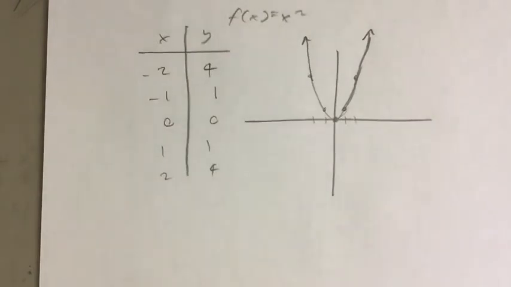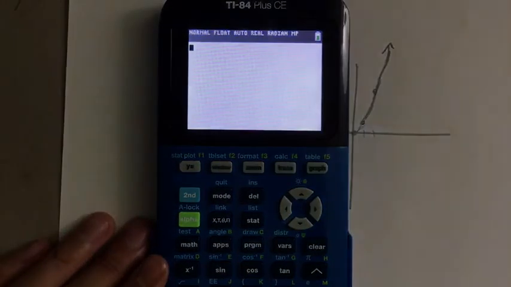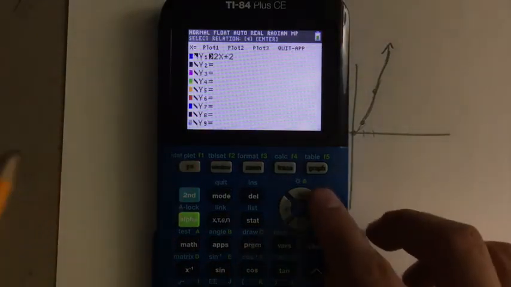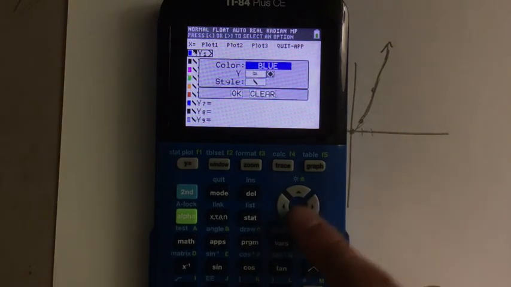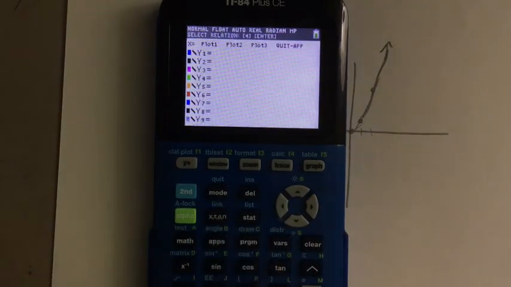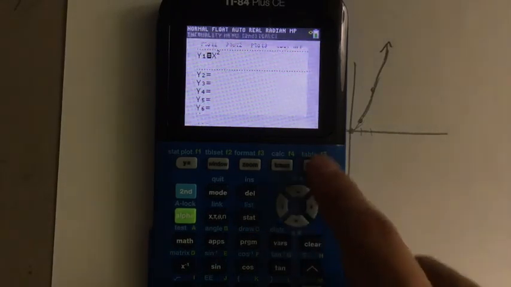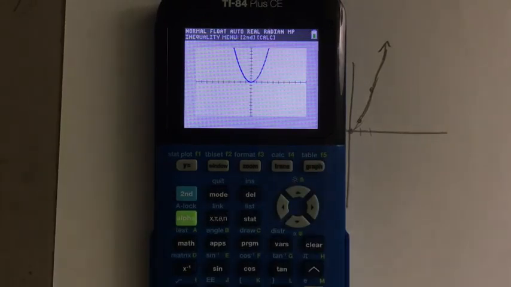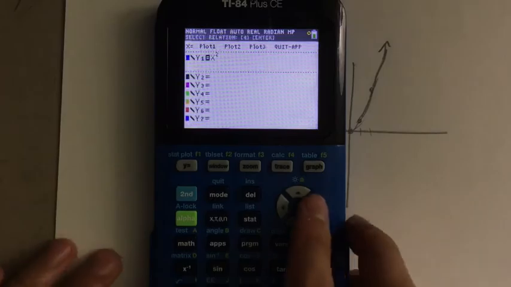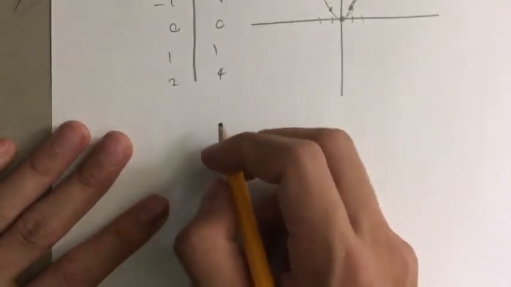And if you graph this on a graphing calculator, let me get on my graphing calculator here, okay, and I'm going to change this to equals. And it's going to be x squared. And what is that going to look like? There you go. That's what it looks like. That's what a quadratic function looks like. And then it's sort of like plotting, you know, your slope and everything. It's just a little different.